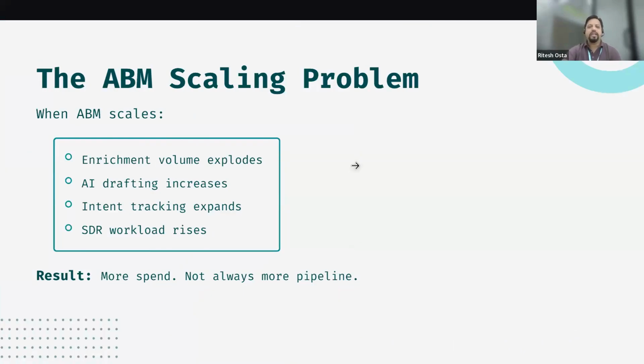The ABM scaling problem. ABM stands for account based marketing. We work with some clients who have 1 million records in their CRM, HubSpot, Salesforce, more than a million as well. We work with those clients as well. Imagine updating and enriching 1 million or 10 million records.